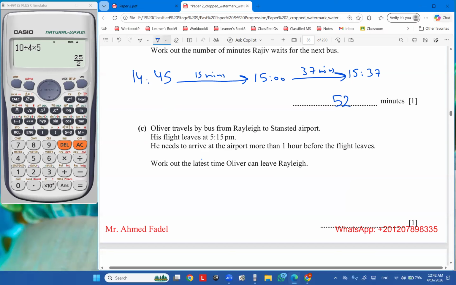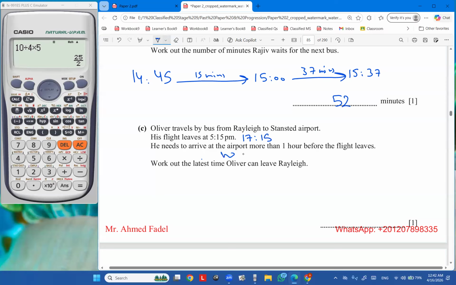Question C says to you here that Oliver travels by bus from Ray to Stansted Airport. His flight leaves at 5:15 p.m., but we do not actually have in the schedule the 12-hour timing. We have the 24-hour clock. So let's convert this into 24-hour clock. So his flight leaves at 17:15. He needs to arrive at the airport more than 1 hour before the flight leaves.